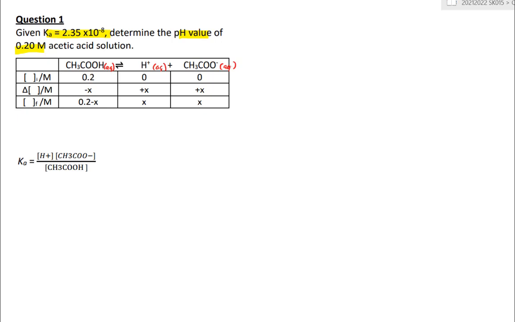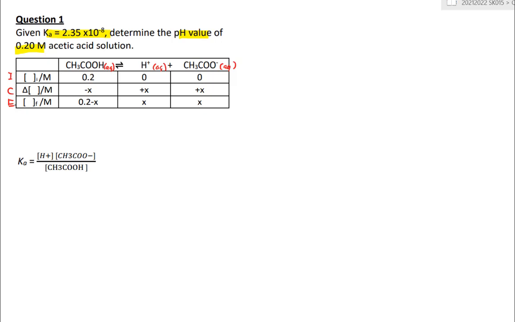So initially you have 0.20 molar, and you don't have anything for the H+ and the conjugate base. So in the ICE table, initial, change and equilibrium. According to the balanced equation, we have a minus x for the reactant and then plus x for the products.